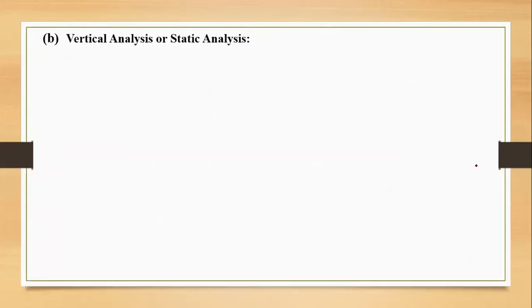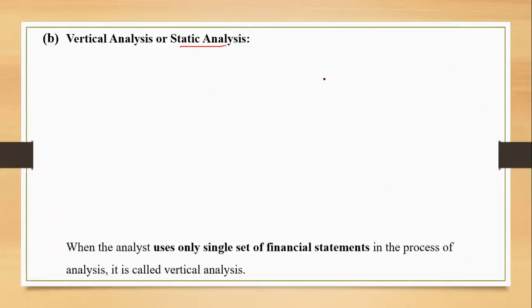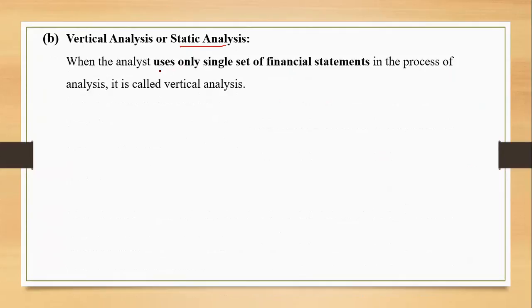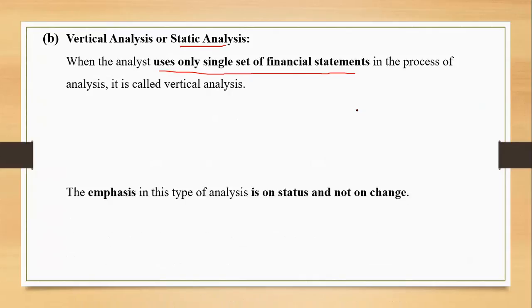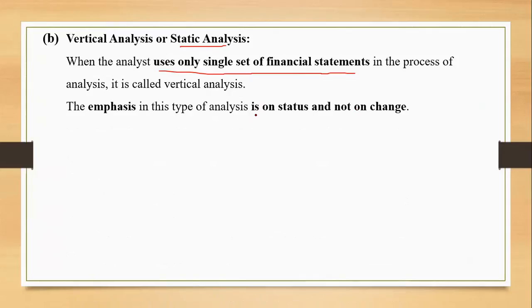Next is vertical or static analysis. Here the data available will be for a single year. It uses only a single set of financial statements. Another important point is that the emphasis in this analysis is on status and not on change. We are not going to have the comparison. I just want to know the percentage of cost of goods sold to my sales, percentage of, say for example, fixed assets to the total assets, percentage of share capital to the total of balance sheet. So each and every single item will be calculated in terms of percentage, right over here.